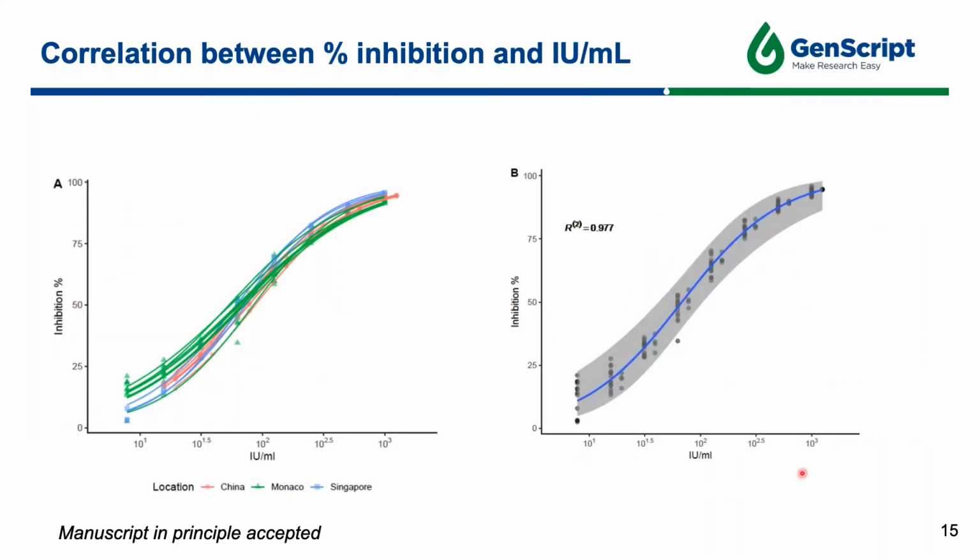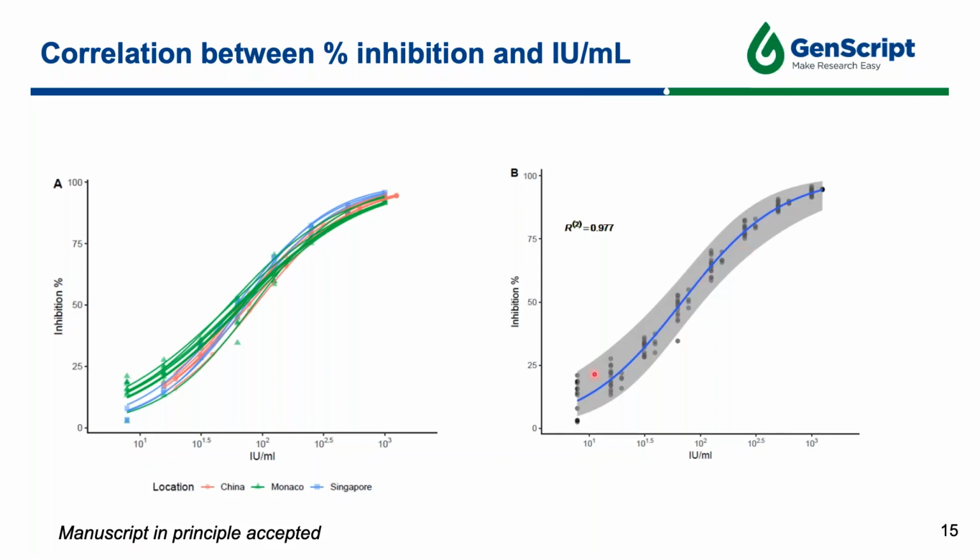Many of you are interested to know whether we can directly convert the SVNT percentage inhibition to IU per ml. To investigate this, a collaborative study was conducted across 3 regions, including China, Monaco, and Singapore, to study the correlation between the percentage inhibition and the international standard. As shown here, using the international standard as the calibrator, we observed a very consistent trend of the conversion between percentage inhibition and the IU per ml across different regions.